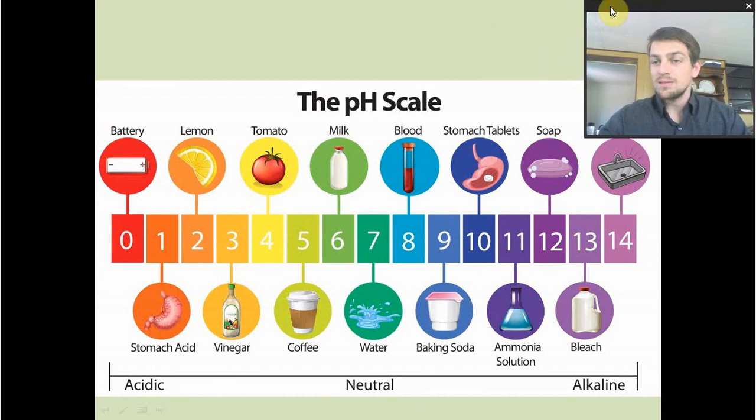basic things tend to have somewhat of a bitter flavor. I don't know if you've ever eaten soap, maybe when you were younger. It has that nasty, bitter flavor as opposed to acidic stuff that has a sour flavor. And if you're not used to distinguishing between bitter and sour, that's okay. Not a whole lot of people are, but lemons are sour, soap is bitter.